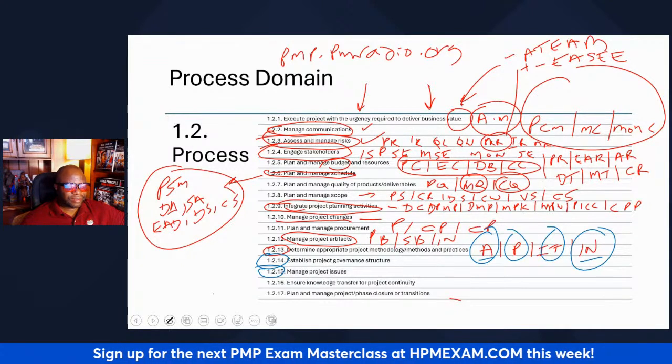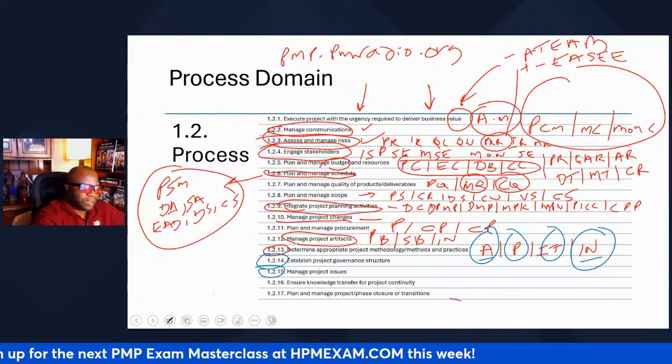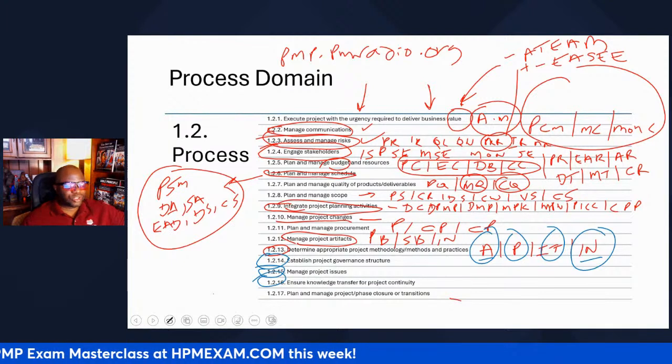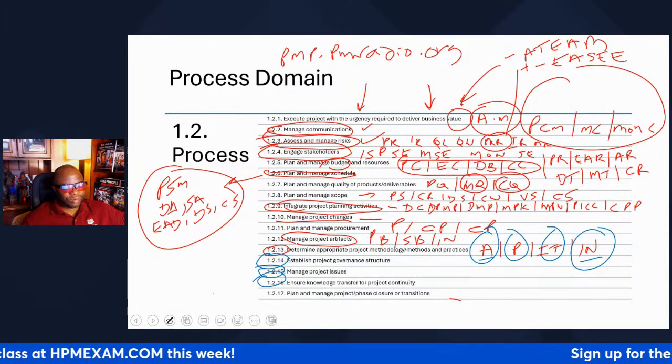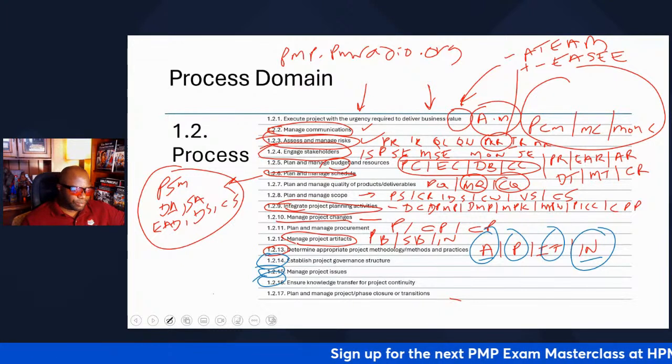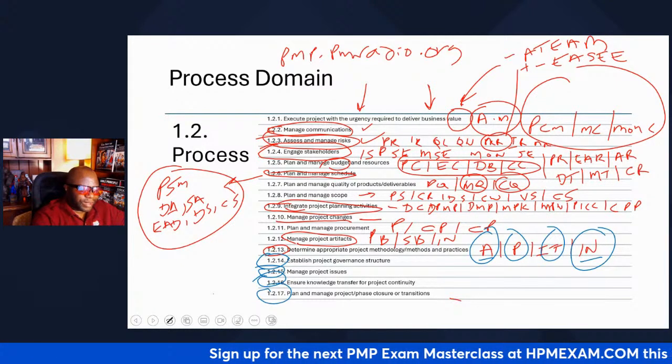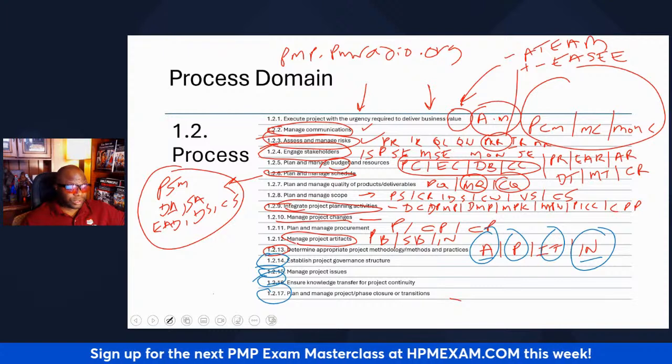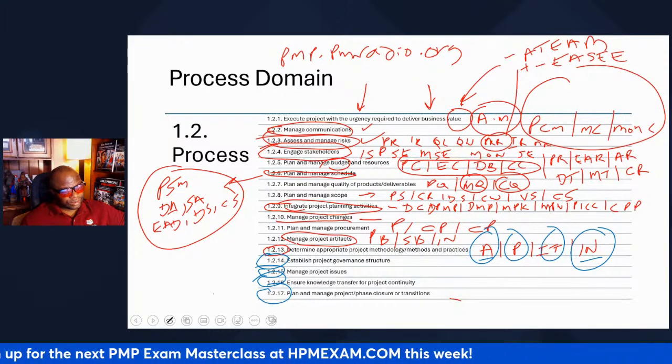Blockers or obstacles. Okay. This next one says ensure knowledge transfer for project continuity. Be transparent. Make sure knowledge is transferred to the right people. Last but not least, we have plan and manage project or phase closure or transitions.